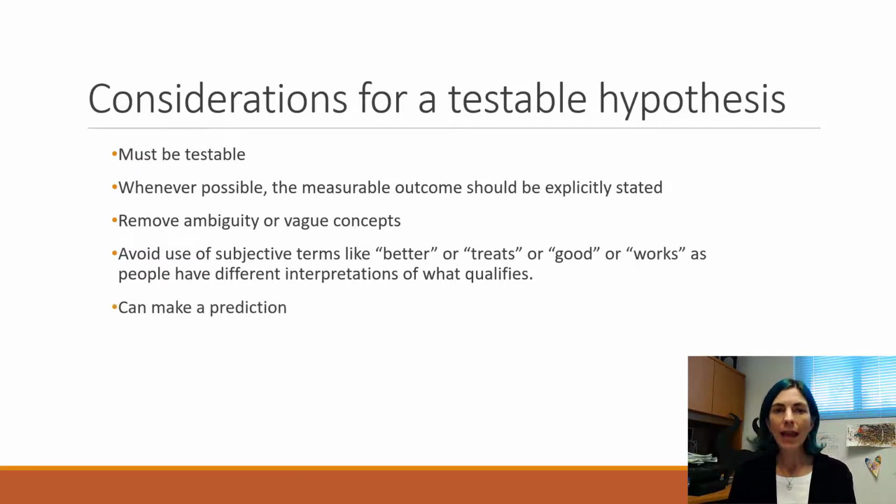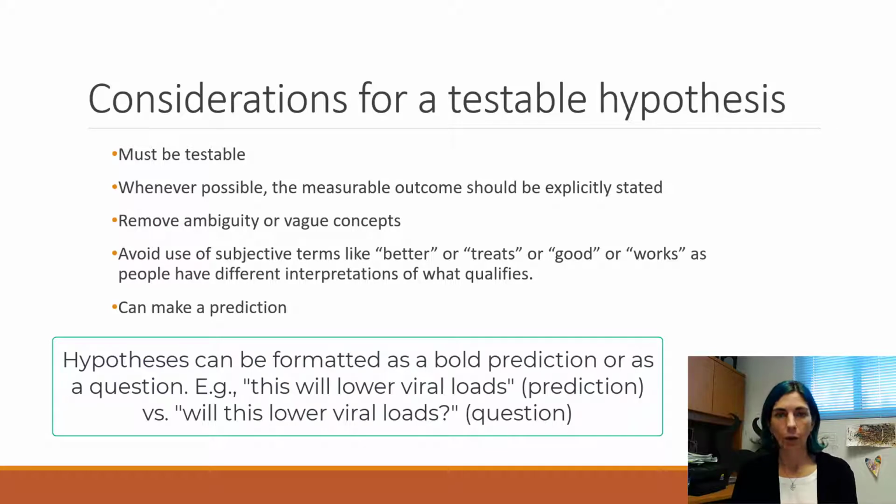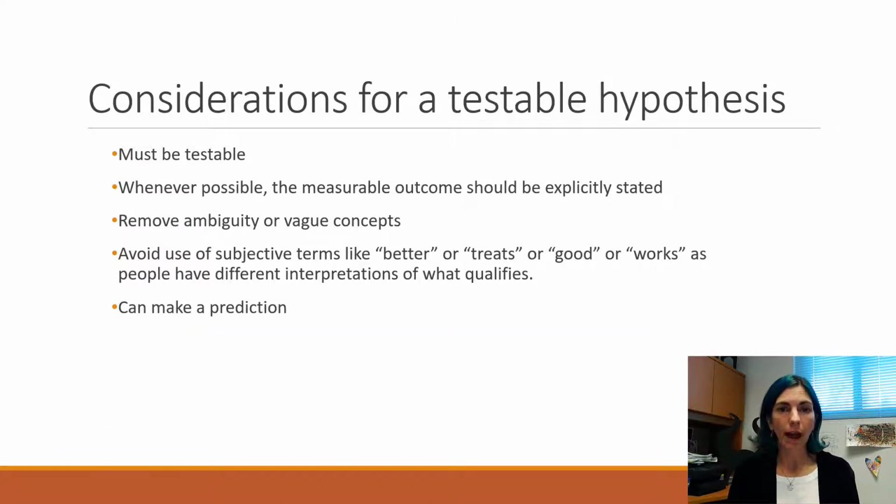And then go ahead and make a prediction. You can say, we're going to see if ivermectin has significantly lower viral loads, or you can just say ivermectin will have significantly lower viral loads. You don't need to be omniscient. You cannot see the future. I mean, if you could, you'd be God.